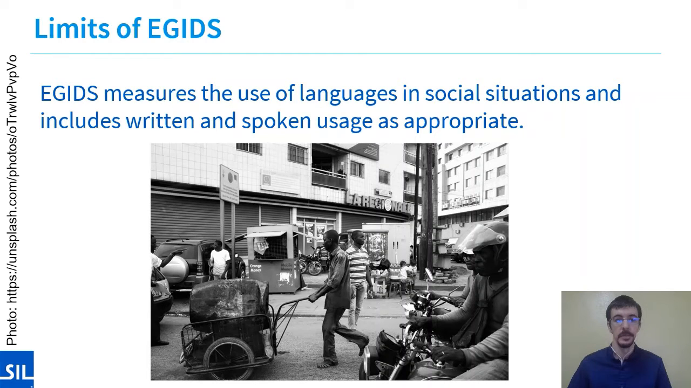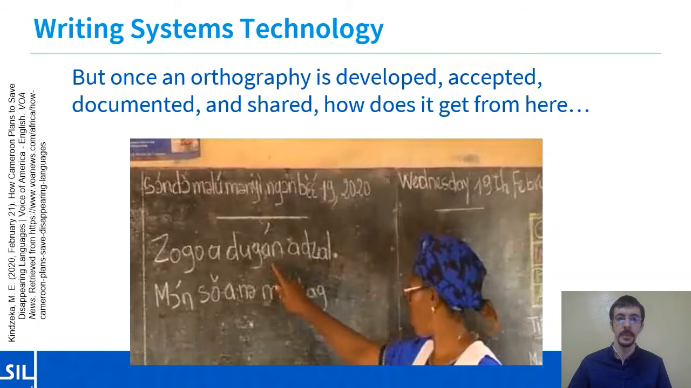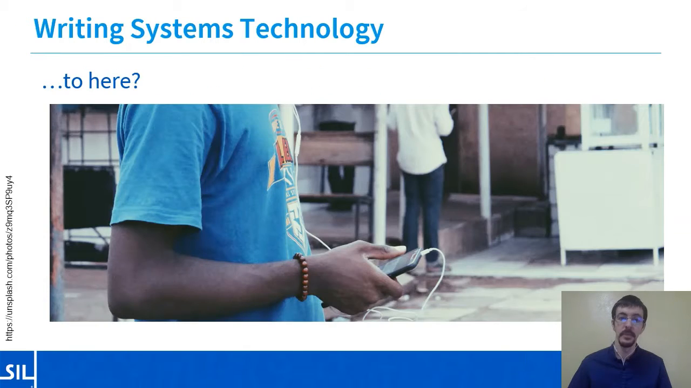Wait a minute. I did say at the beginning that I'm a language technology consultant, didn't I? Well, where's the technology? It's coming, don't worry. EGIDS measures the use of languages in social situations and includes written and spoken usage as appropriate. But once an orthography is developed, accepted, documented, and shared, how does it get from here to here?